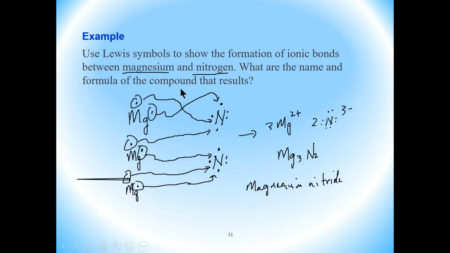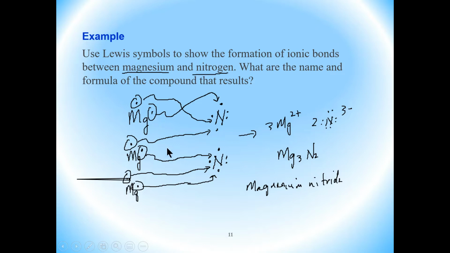So let's look at this example. This question asks you to use Lewis symbols to show the formation of ionic bonds between magnesium and nitrogen atoms. The question also asks what the name and formula of the resulting compound are. What I've drawn here are the Lewis symbols for magnesium and nitrogen. Magnesium, belonging to group 2A, will have 2 electrons on its outer shell, and nitrogen, belonging to group 5A, will have 5 electrons in the valence shell of each atom. So what will happen is you're going to have the transfer of electrons.